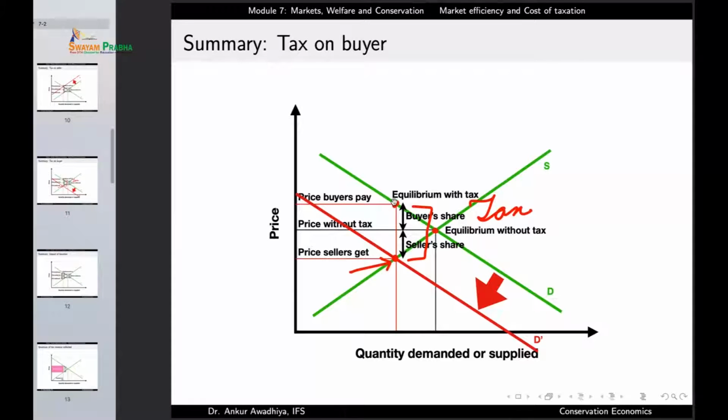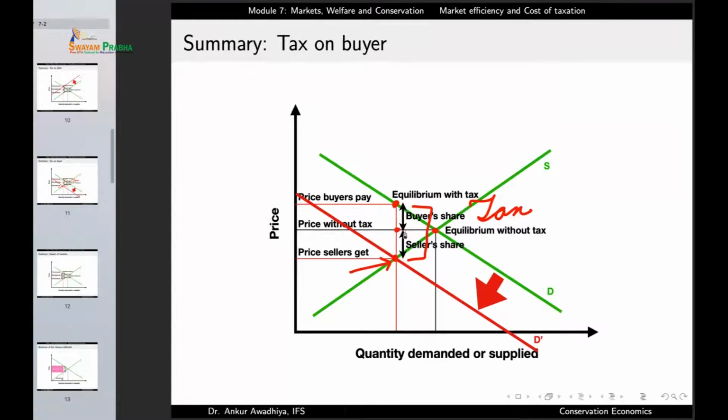Now, earlier, the buyers were paying only this much, the amount that is given by the normal equilibrium without the tax. So in this case, the increase of payment for the buyers is this much, the amount that they are paying now and the amount that they were paying without the tax. So this is the buyer's share. On the other hand, earlier for this much amount, the sellers were getting this price, but now they are getting this price.